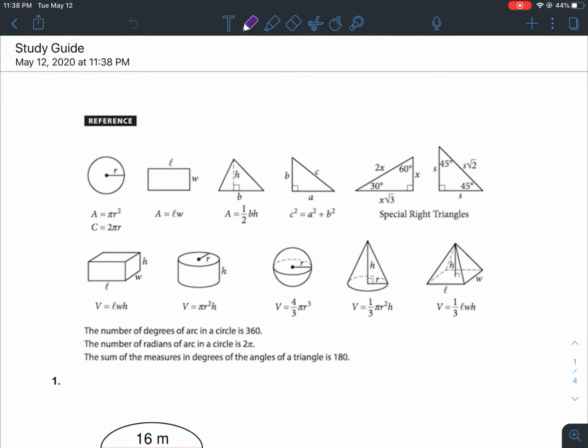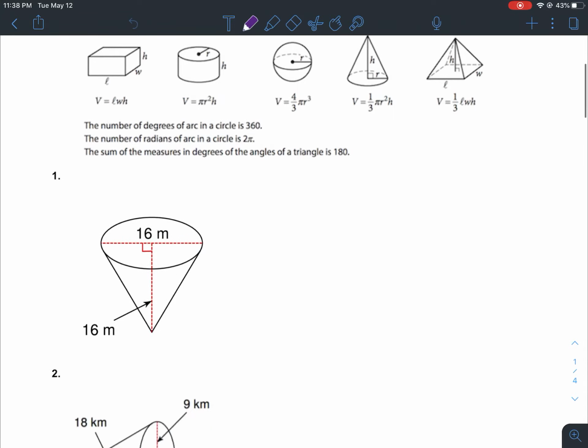Hello everyone. So I'm going to go ahead and go through the study guide. I'm going to do about half of them in this video and then half in another video so that we don't just have one super long video. So first thing we have to do here is find the volume of each of these figures.